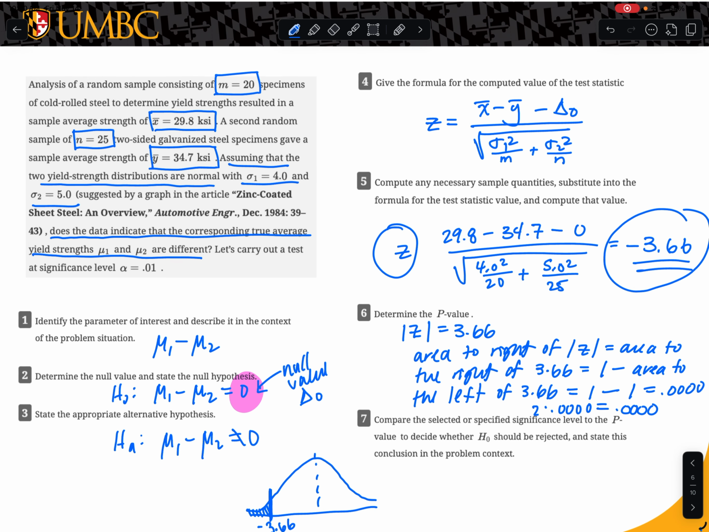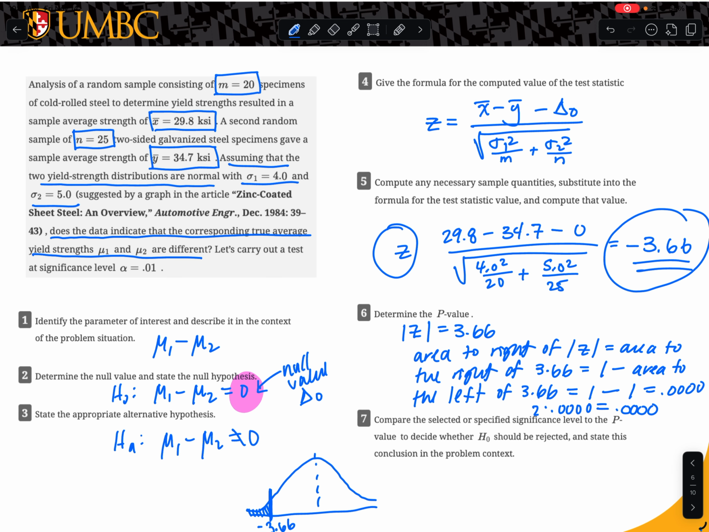So the idea here is you're trying to find out the probability of getting that minus 3.66 or anything else similarly extreme, and you have to recognize that when we're talking about extreme values in the direction of the alternative hypothesis, this is when the true population mean difference does not equal 0.